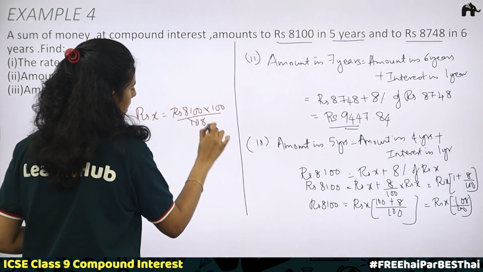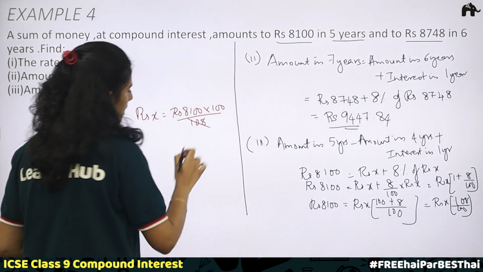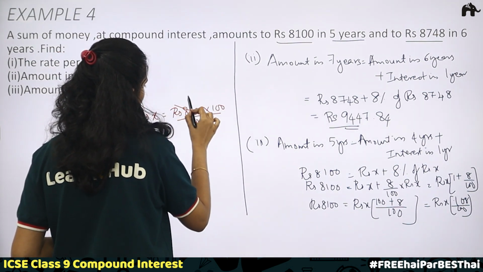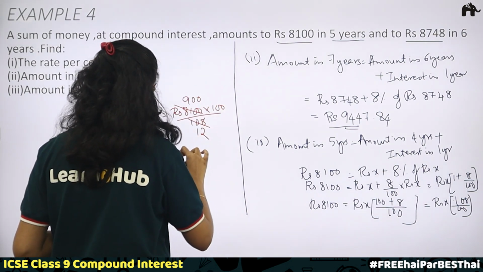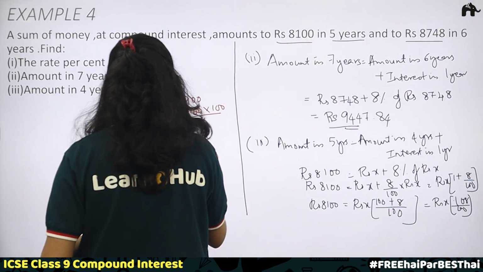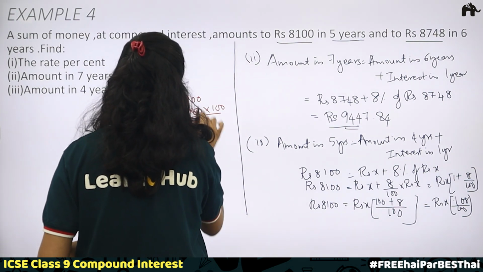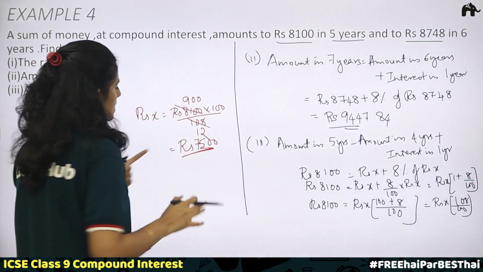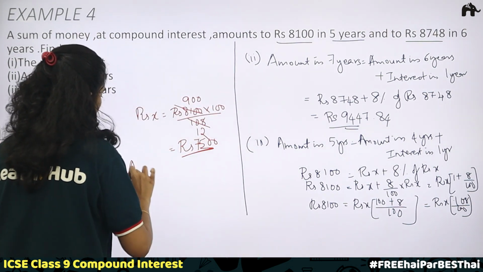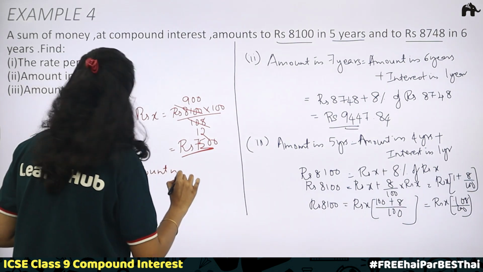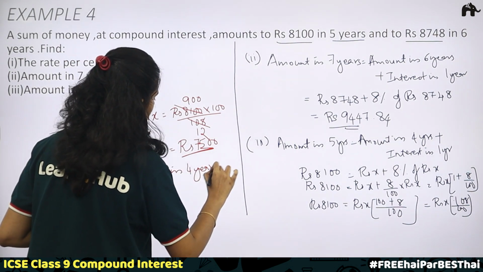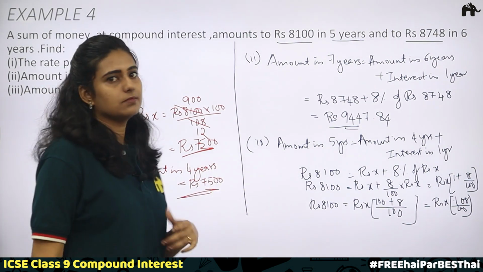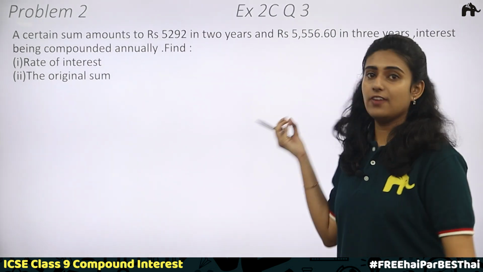Okay, 108. When you cancel with 9, you will be getting 12 here, and here it will be equal to 900. So when you calculate this, your final answer will be rupees 7500. Okay, therefore rupees X is rupees 7500, that is the amount in 4 years is equal to rupees 7500. Got it? Problem number 2, question 3 of exercise 2C.